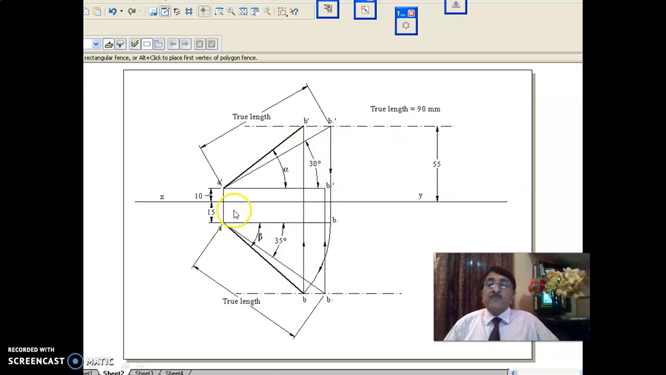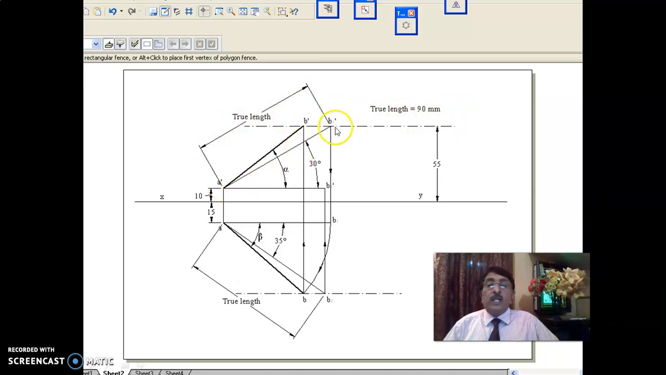The problem: one end of a line is 10 mm above HP and 15 mm in front of VP. That is not a parameter. The line was inclined at 30 degrees to HP, but the true length was not given. Instead, they had given end B 55 mm above HP, so you draw the locus line. Now draw this line at 30 degrees. Wherever it cuts, it becomes the true length. If you measure the true length, it will be 90 mm.